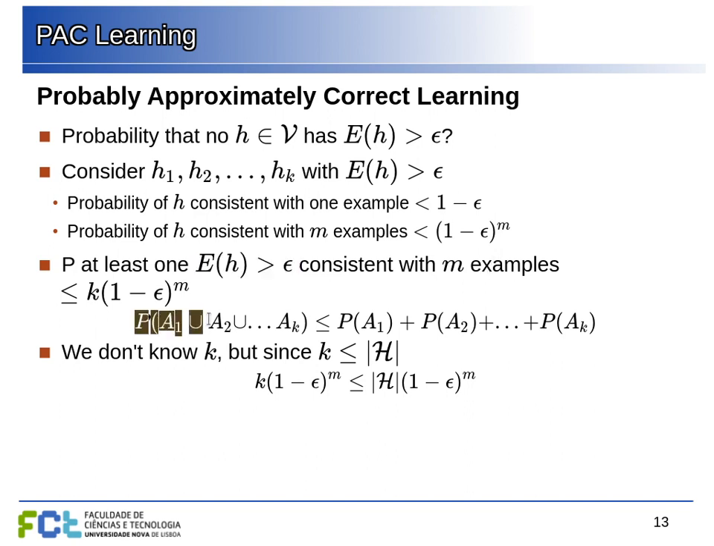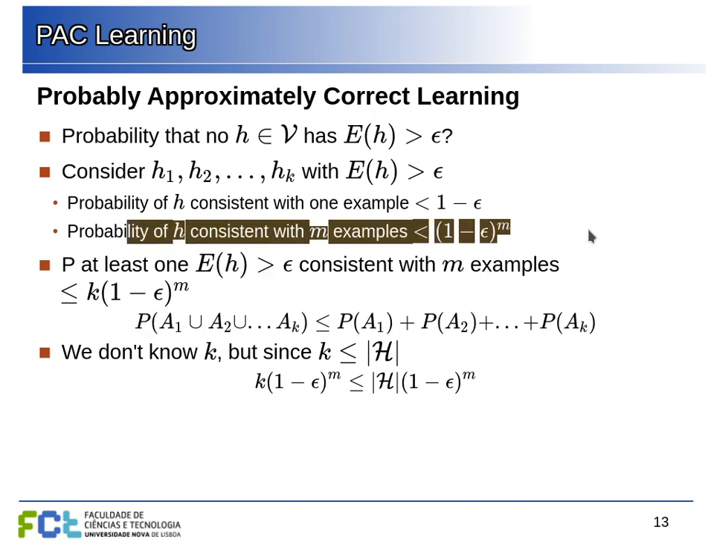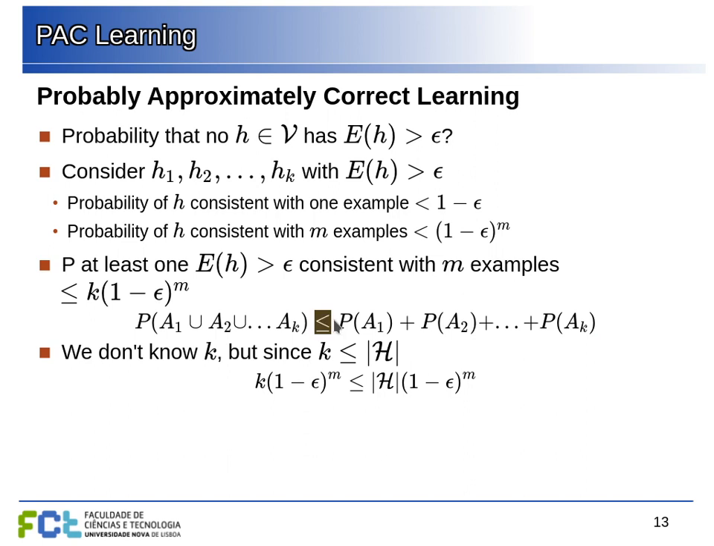would be summing all of these events, the event of having a hypothesis consistent with m examples, over all the possible hypotheses, and the sum of those probabilities would give us an upper bound on the probability of any one of them occurring. We don't know how many of these hypotheses with an error greater than epsilon we have, because we cannot measure the true error, so we don't know how many of these hypotheses exist in our hypothesis class. But we know that the number of hypotheses in our hypothesis class with a true error greater than epsilon cannot be larger than the size of the hypothesis class.